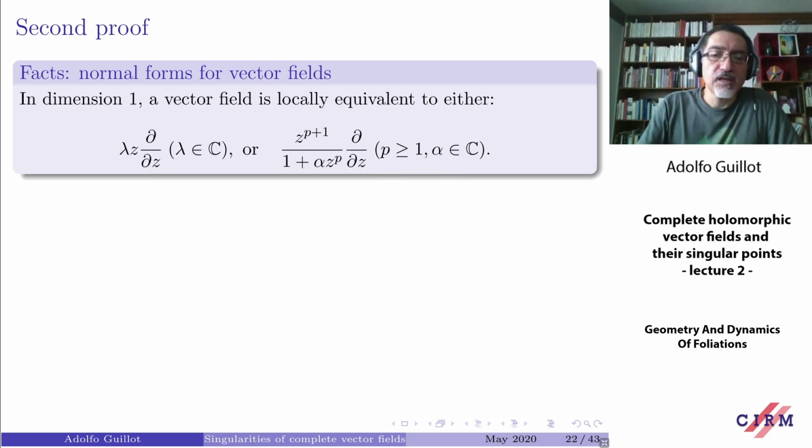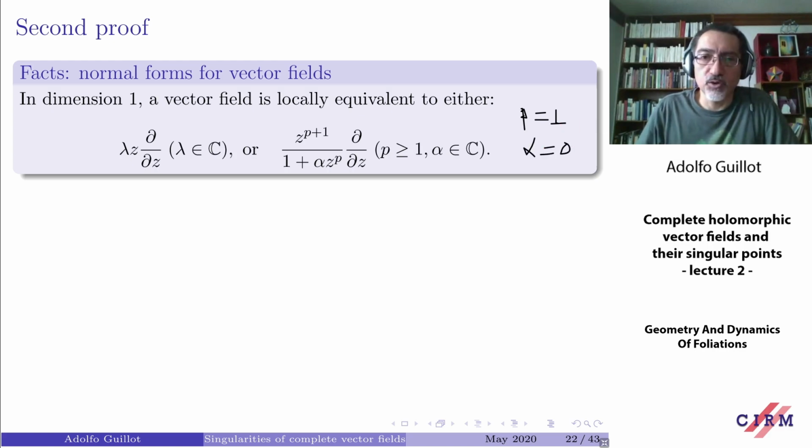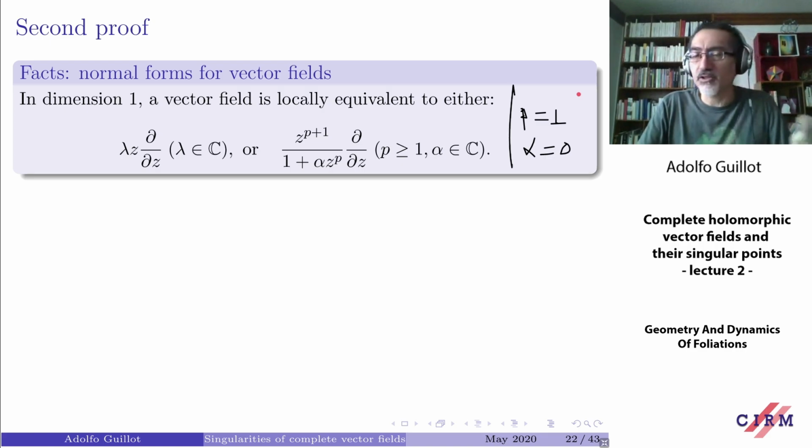In order to prove the theorem, I have to show that in the second case, if I have a semi-complete vector field, if one of these vector fields is part of an action, then p equals 1 and alpha equals 0. This is equivalent to the statement I showed you. This is what I want: these two things to happen under the hypothesis of completeness. Okay, so let's go.